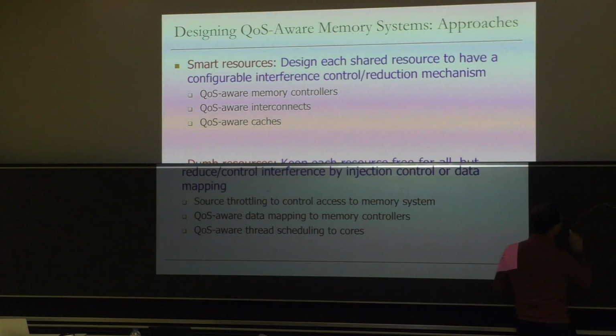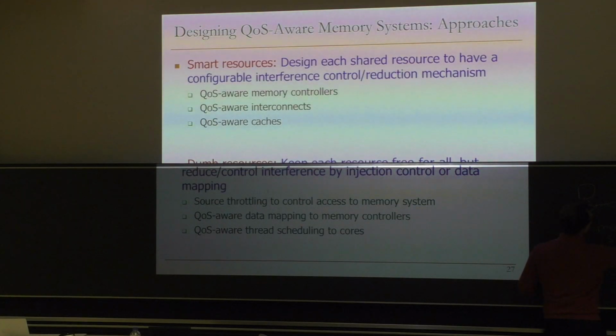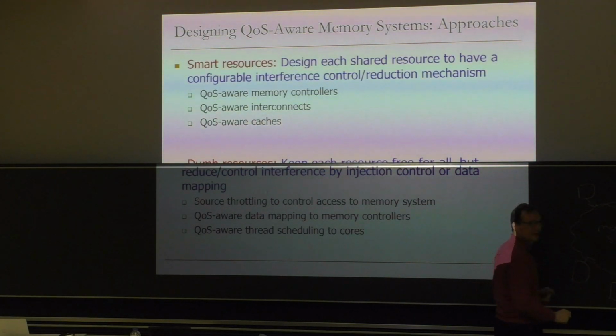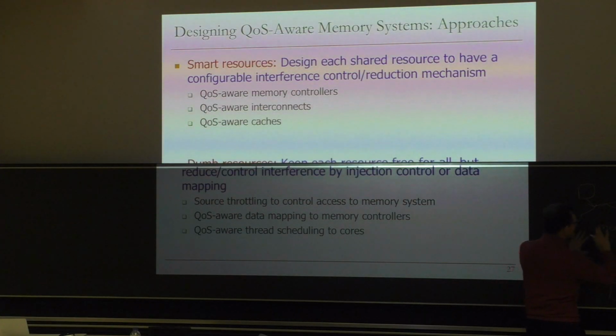So you have this cloud, let's say. This is really your memory system. But you can really think of this as the internet as well, right? And you have these agents that are injecting stuff into your system. They can be cores, accelerators, or whatever. You get the picture. But basically, this memory system is free for all. There are no quality of service mechanisms inside. But on the boundary, you have throttling mechanisms.